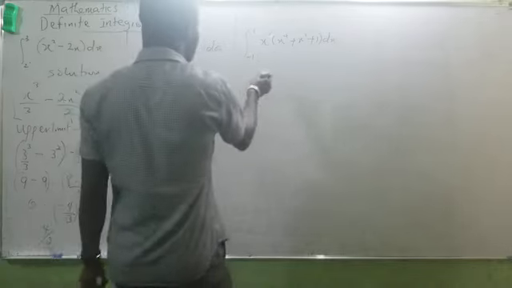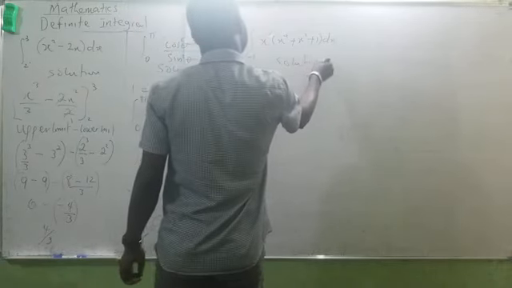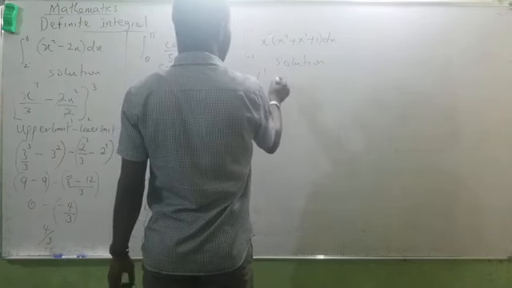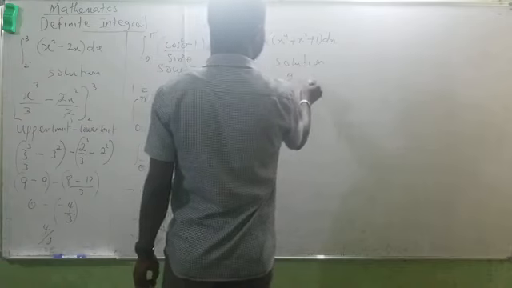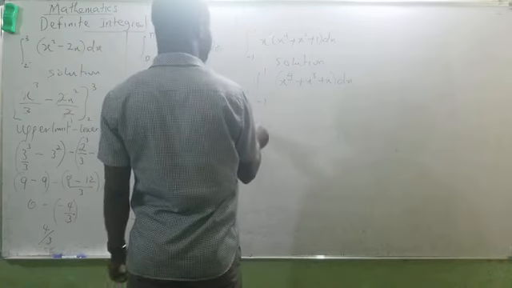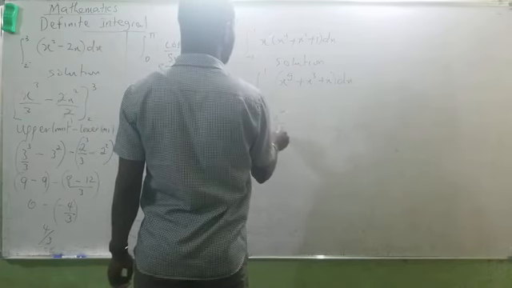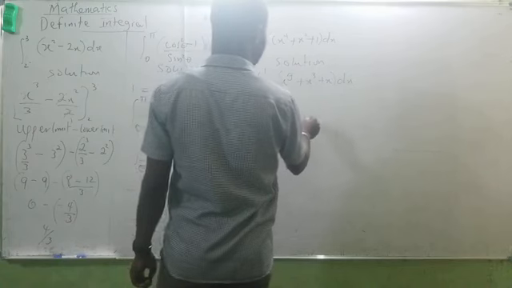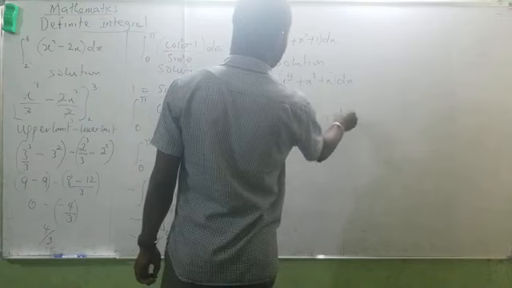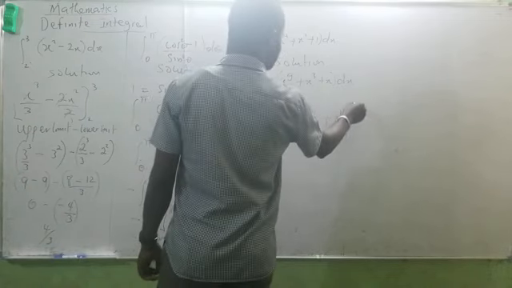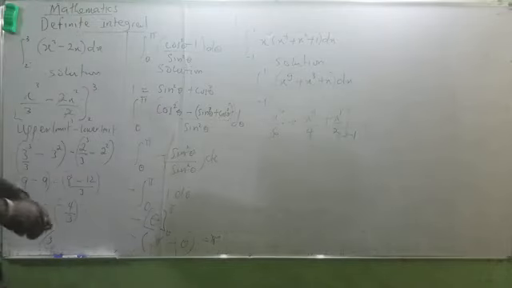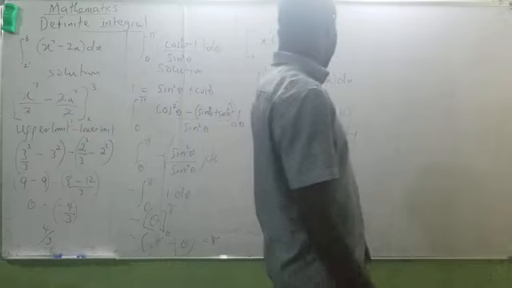This also is the same way, and I'll be having my solution in this form. You can open your brackets like this, and x raised to power 5 plus x raised to power 3 plus x with respect to x. Which I'll be having x raised to power 6 all over 6 plus x raised to power 4 all over 4 plus x raised to power 2 all over 2. Please, there is no constant k at this point. Now, upper limit minus lower limit. You can finish it and get back to us if you have any issue.